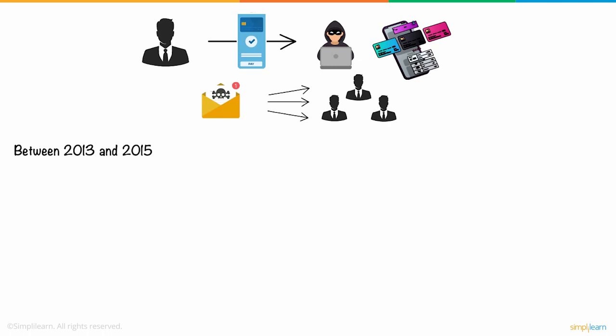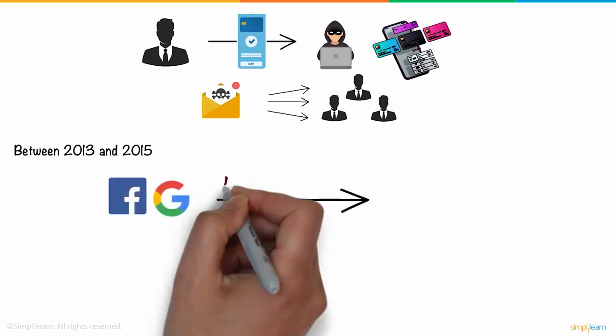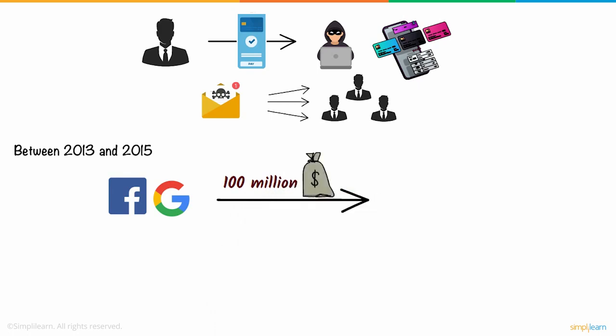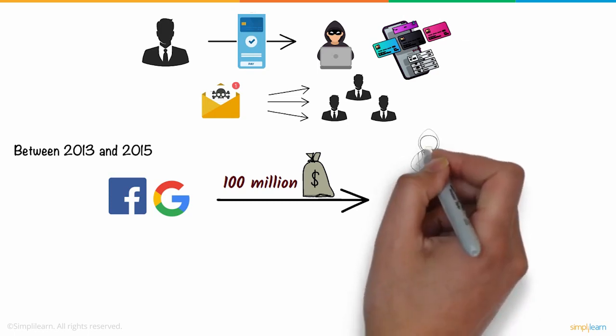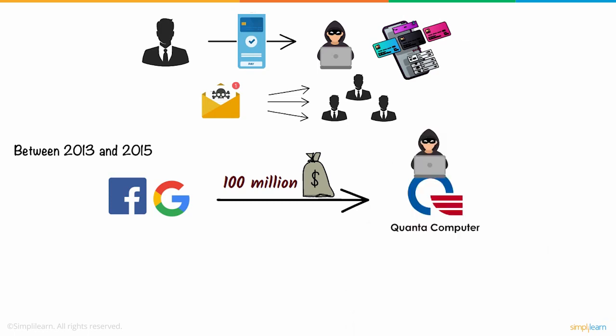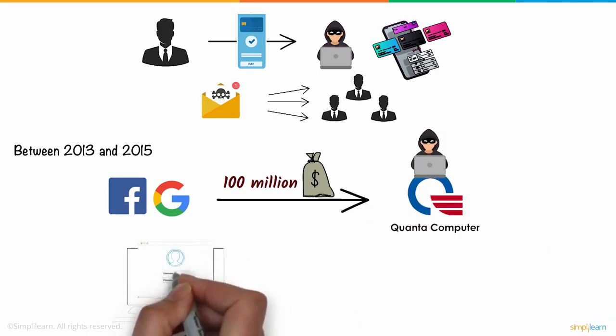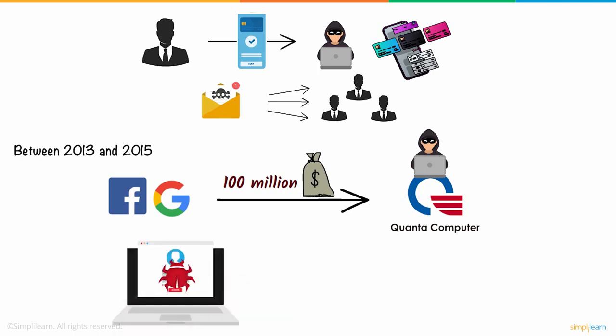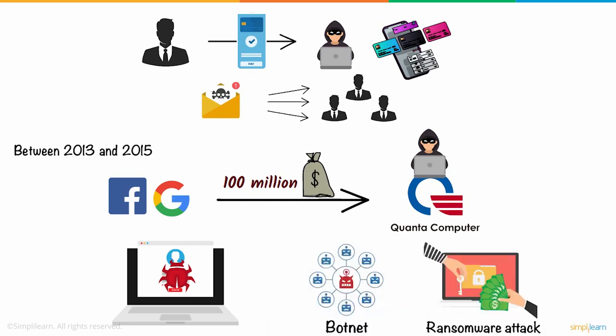Between 2013 and 2015, corporate giants like Facebook and Google were tricked out of $100 million due to an extensive phishing campaign, where a known common associate was impersonated by the hackers. Apart from credit access, some of these campaigns target the victim's device and install malware when the malicious links are clicked, which can later function as a botnet or a target for ransomware attacks.